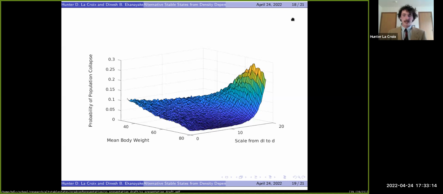So that's the presentation I have. The big important point is the fact that we can change our curves for the birth rate and per capita death rate.